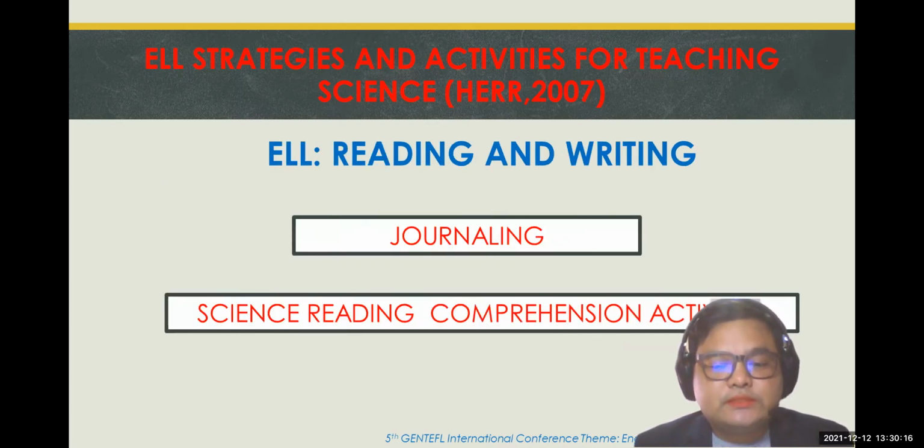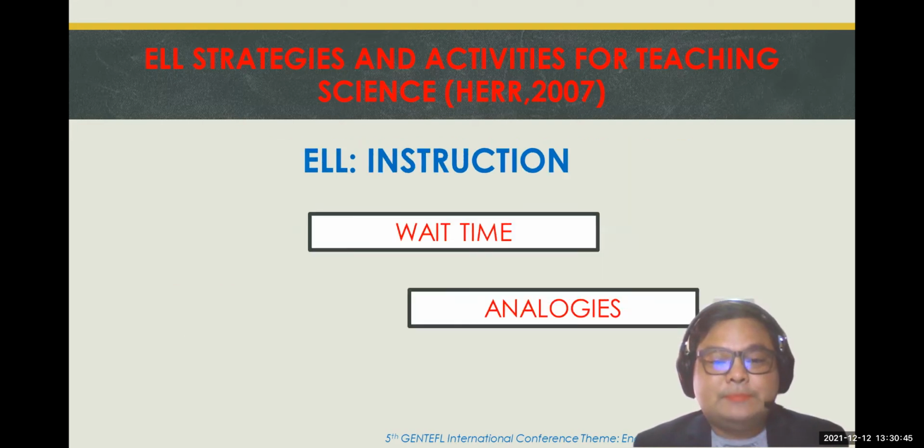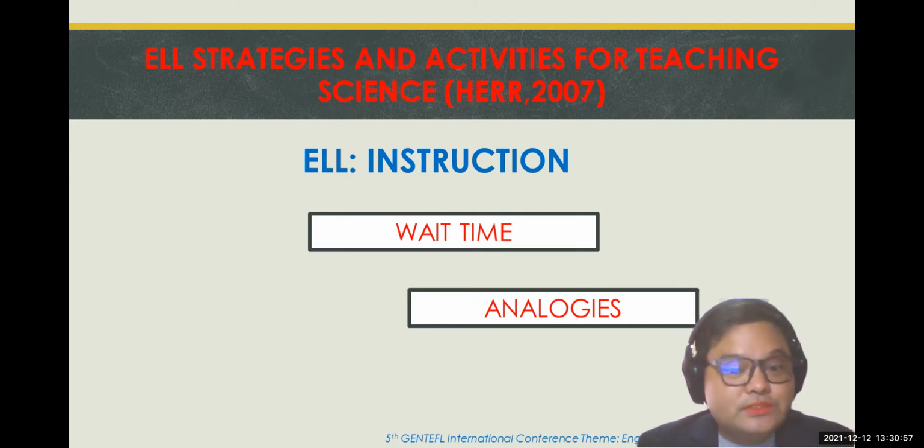In reading and writing, sadly, this is very challenging for a science teacher, when you ask your students to make a journal or an observation of what happened in the experiment or the activity, the result of the activity. And then there are science and reading comprehension activities. In instruction, we need to give students time to think about the answers. Then analogies.